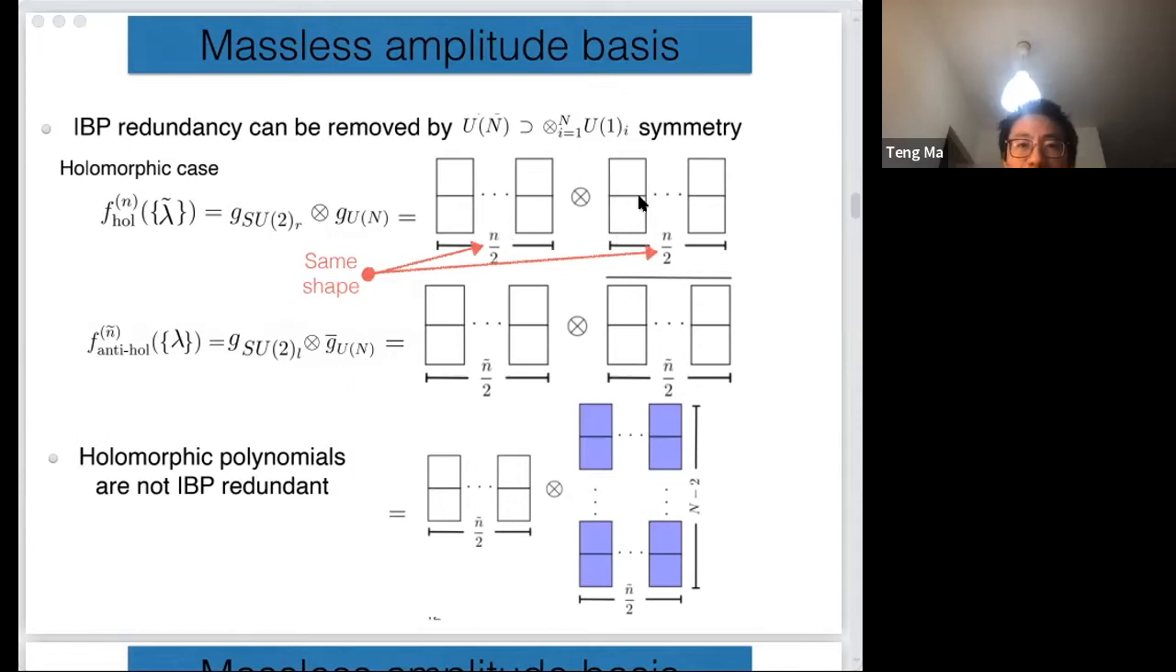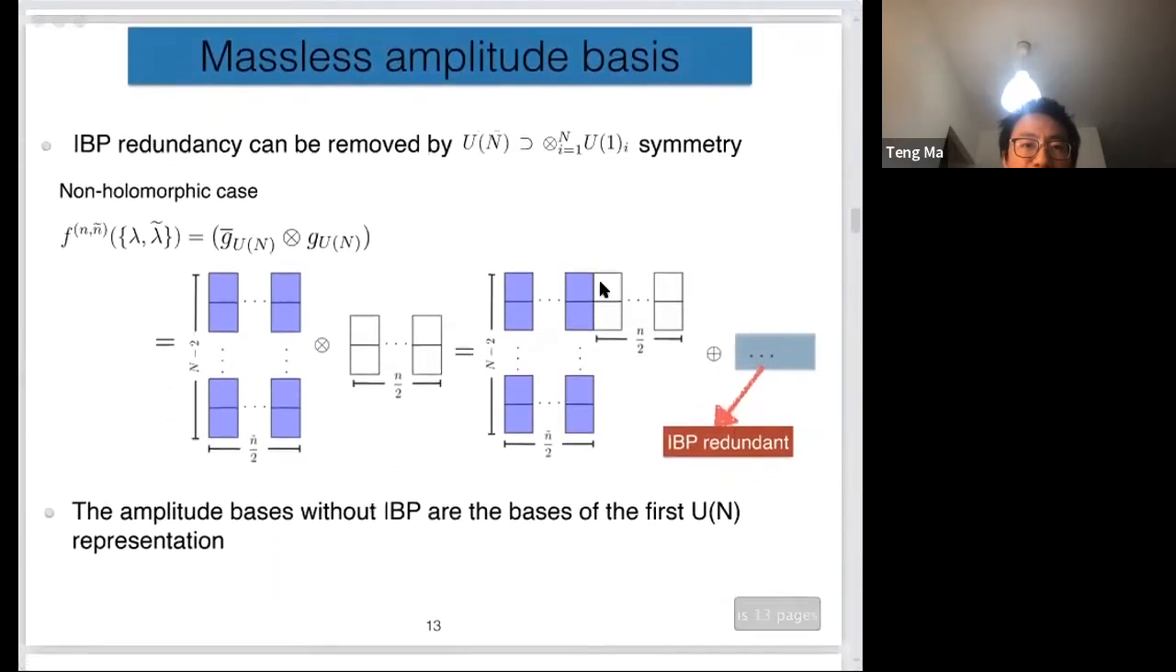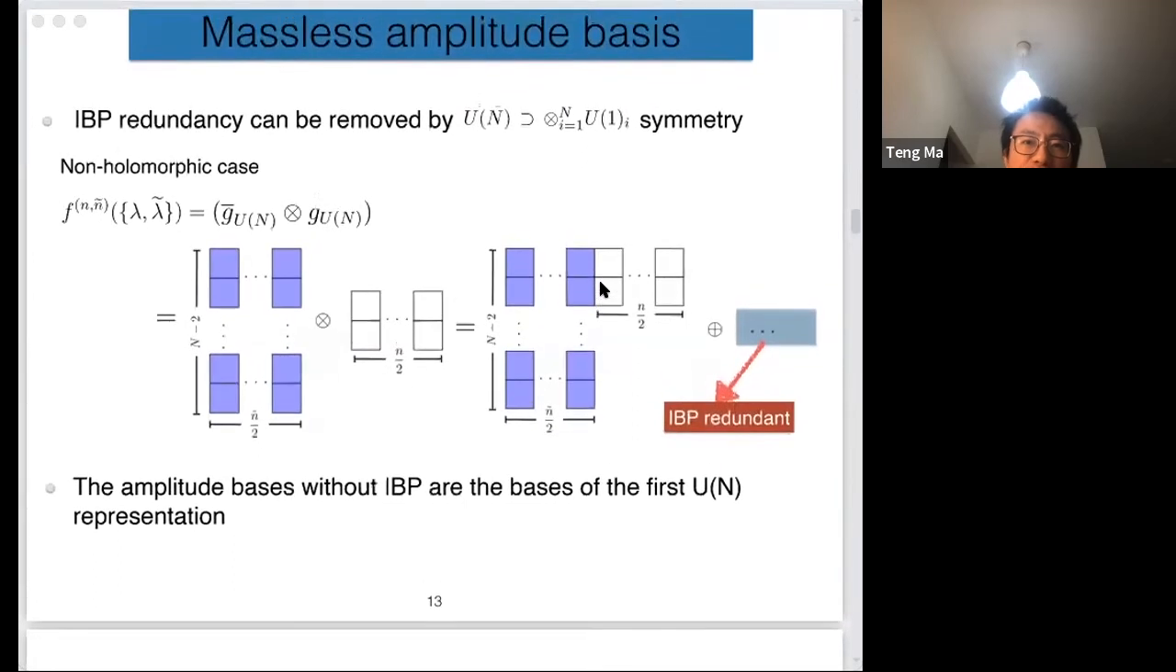The shapes of the SU(N) and SU(2) Young diagrams are always the same because their indices are correlated. For the holomorphic case, the spinor polynomials are generally in a reducible representation like this. It was found that only the polynomials in the first irreducible representation are independent. The other irreducible representation is obtained by gluing the blue Young diagram with a diagram that changes its shape.